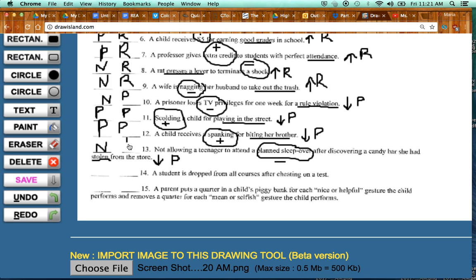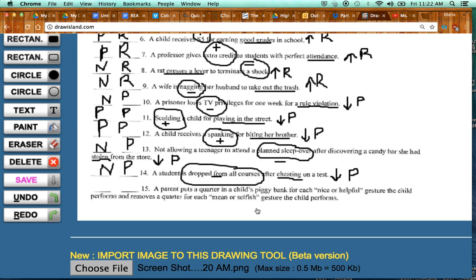Number 14, a student is dropped from all courses after cheating on a test. This again would be negative punishment because we want to decrease the behavior of cheating on a test. So we are taking away the pleasant stimulus of the courses. So 14 would be negative punishment.